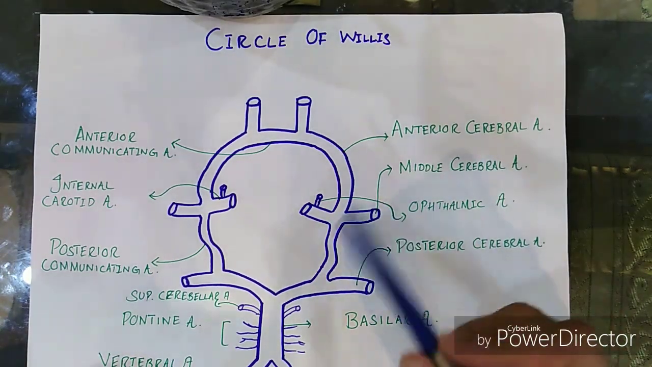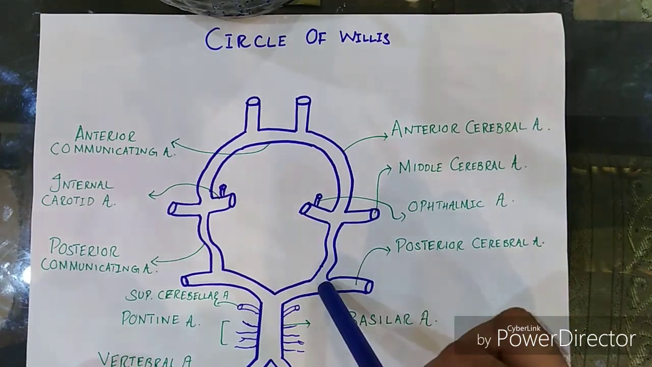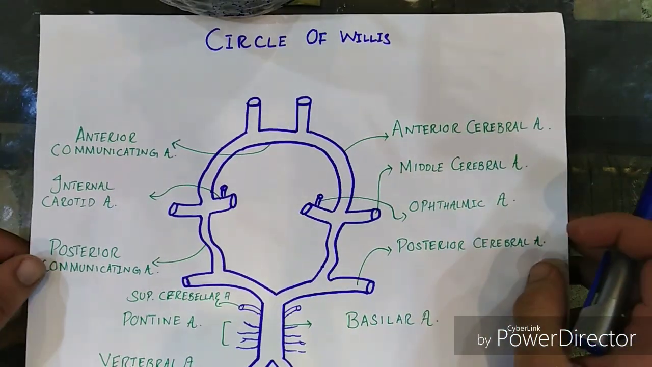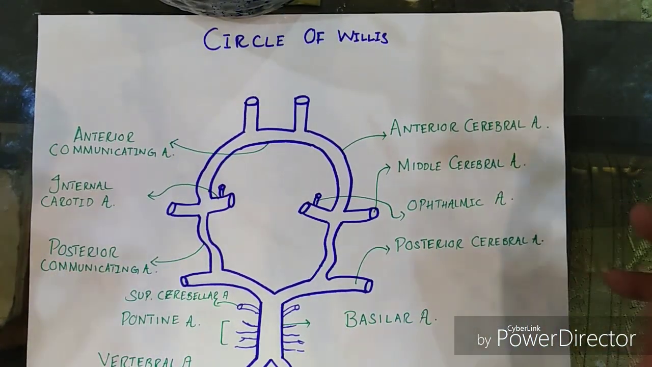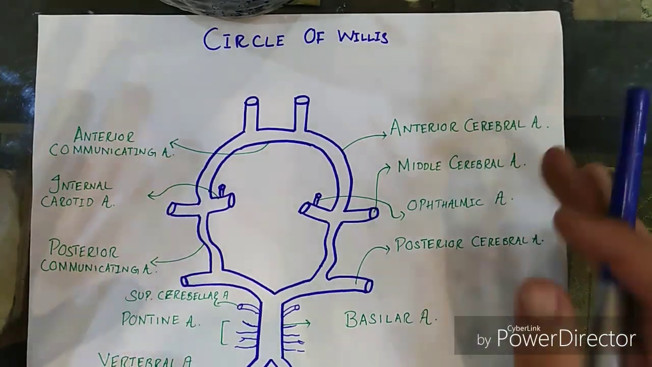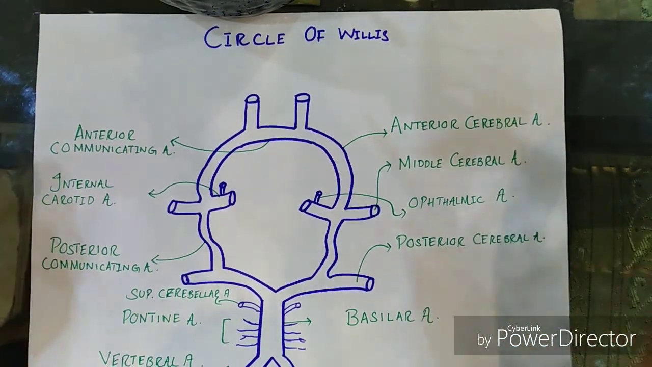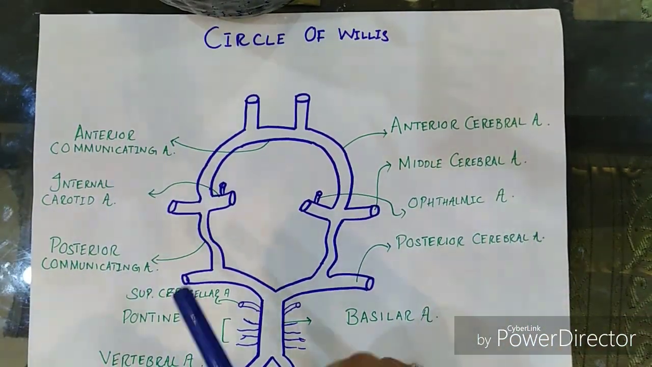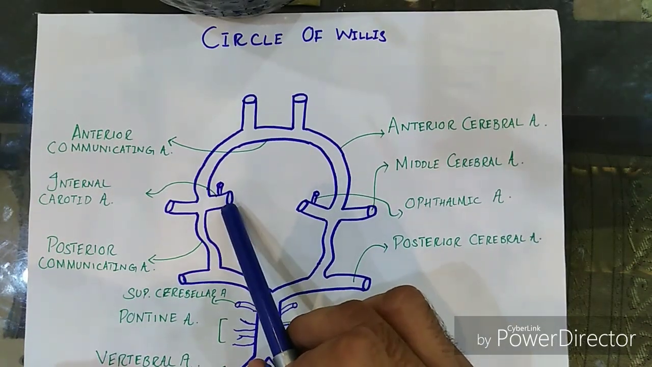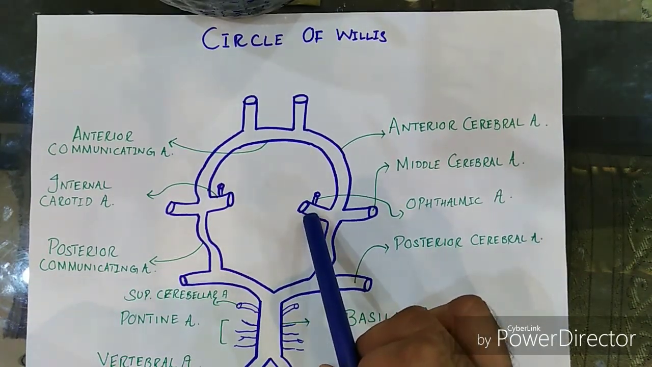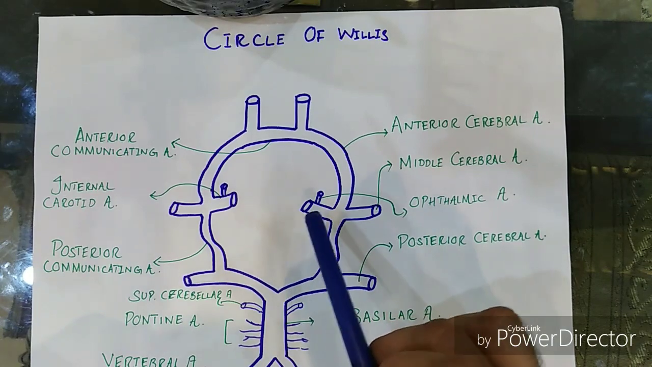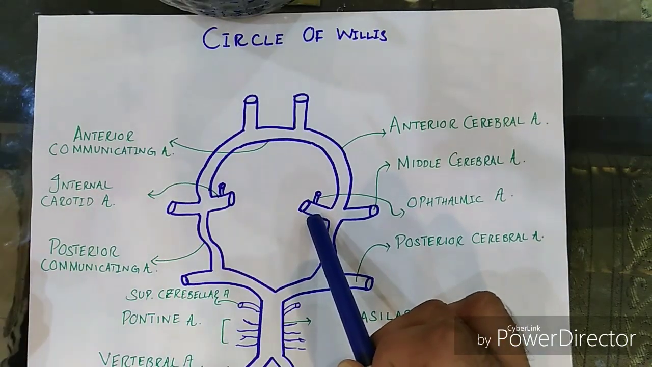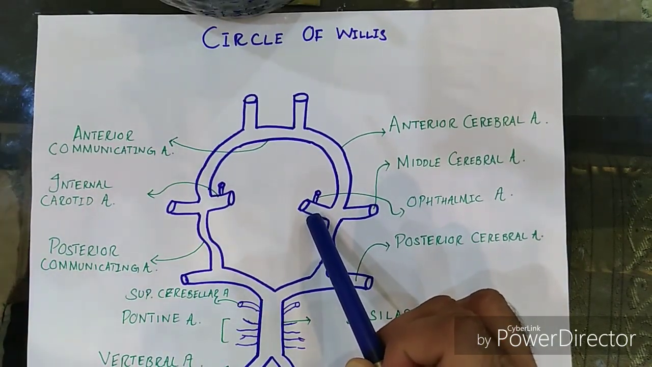Okay guys, now you can see here that I have drawn the circle of Willis and it seems pretty easy to draw and memorize. I will tell you further steps to memorize it and I will explain this circle. First of all, we start from the center. Here these are the internal carotid arteries which arise from the common carotid arteries, and these supply the different parts of the brain and the eyes.